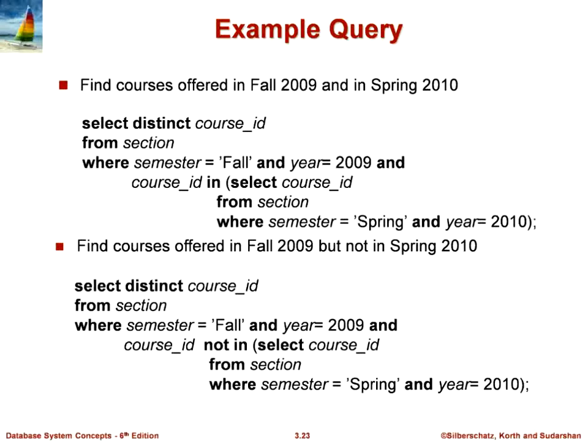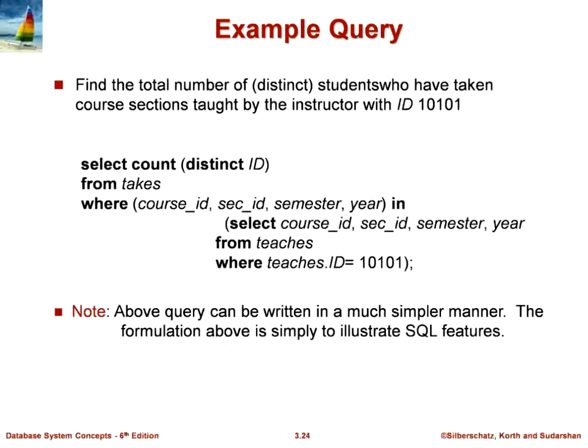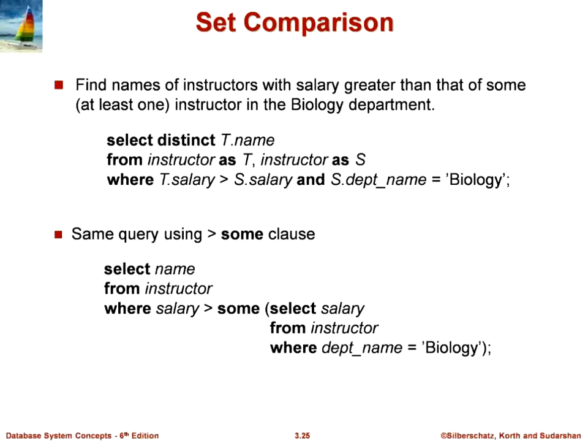Or if you want to find courses offered in fall 2009 but not in spring 2010, you can specify not in. This actually simplifies your work and makes you avoid duplication of work. So this is another example of nesting.